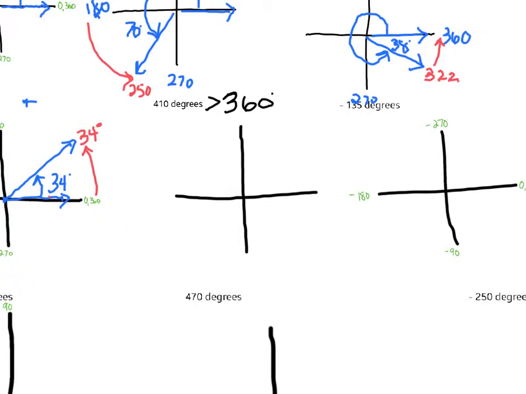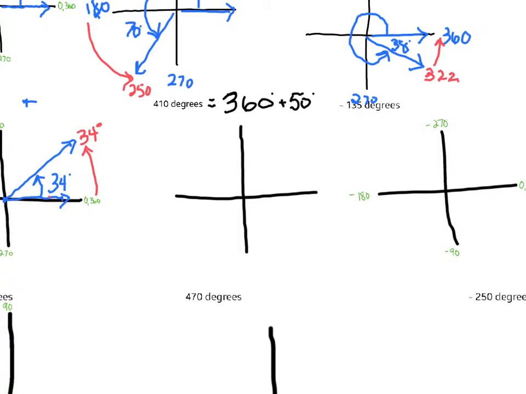So this guy's gone around more than once. The question is, how much more than once has it gone around? So I would actually say that 410 is equivalent to 360 plus how much more? So 360 plus 50 degrees will give me 410.